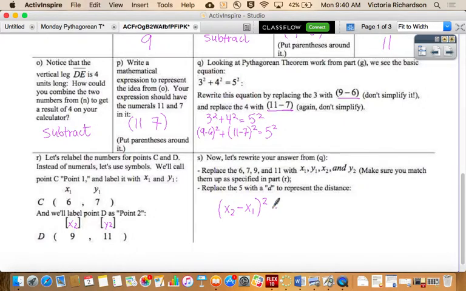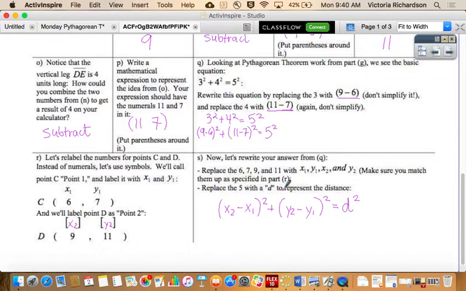Next I have a plus sign. Then I have another parentheses. And 11, which is right here, goes with y2. So I have y2. And then I have a subtraction sign. Minus 7, which is y1. And then I'm going to square that. And that's equal to d squared, because it says here to replace the 5 with the d. So now we have a formula.